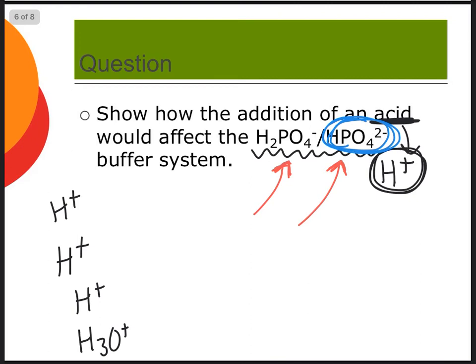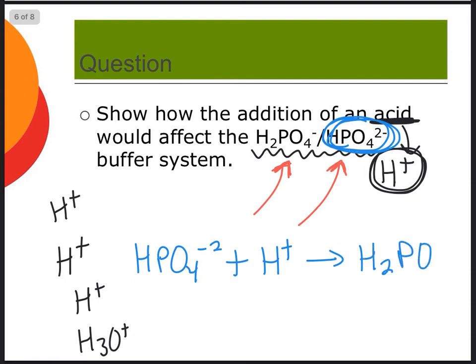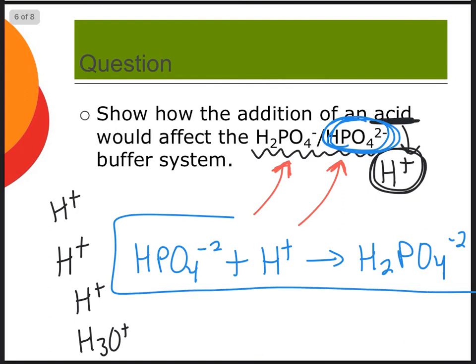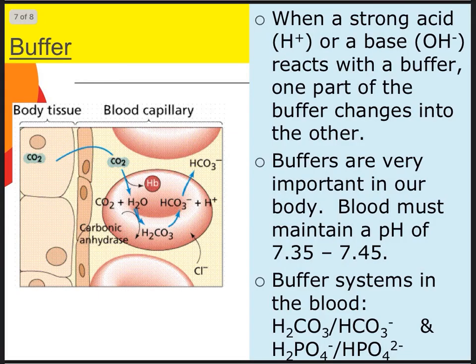Okay. So the way we would show that is we would show that HPO4 2 minus is going to pick up these H pluses and form H2PO4 minus. So this is what I wanted out of this question. Let's look at buffers in the blood.